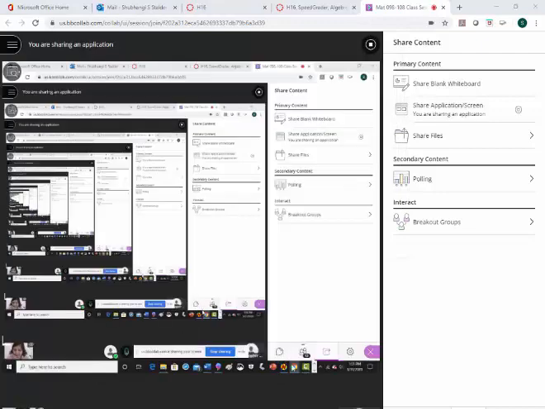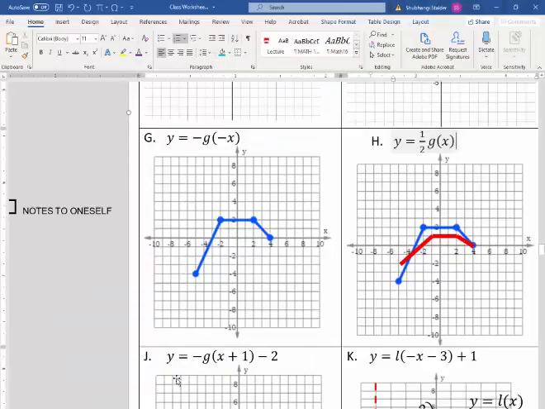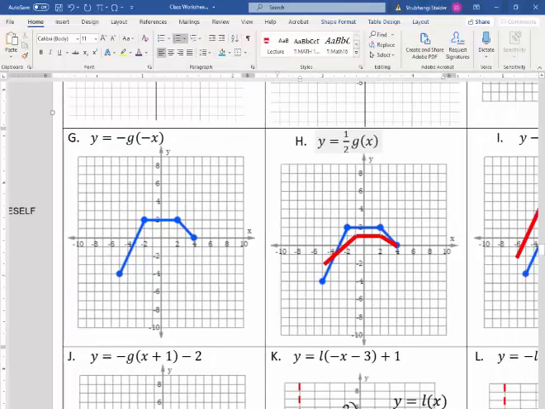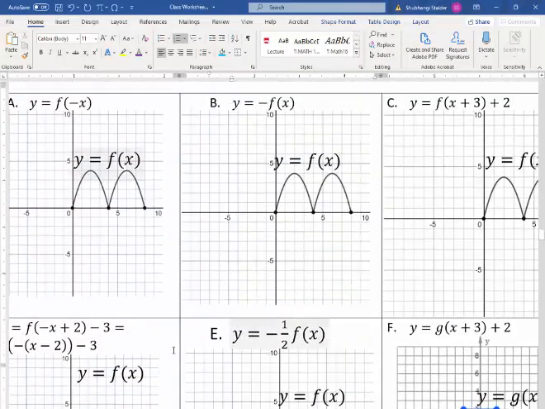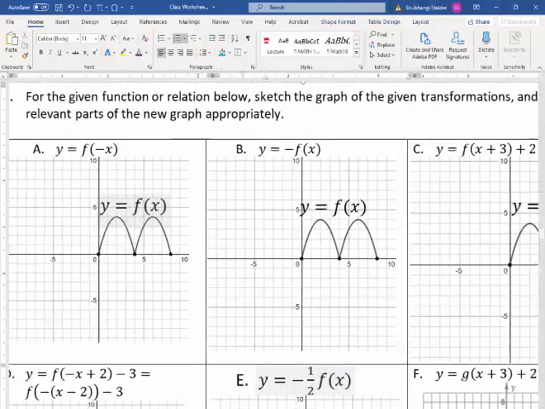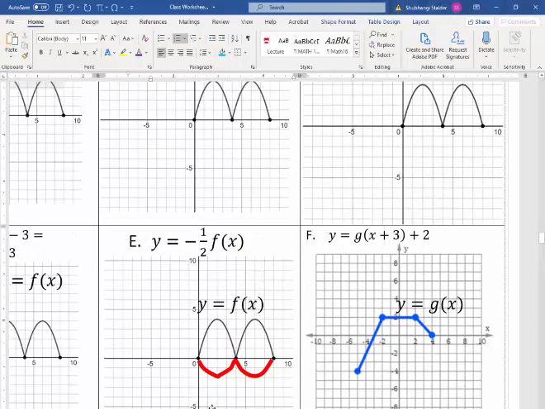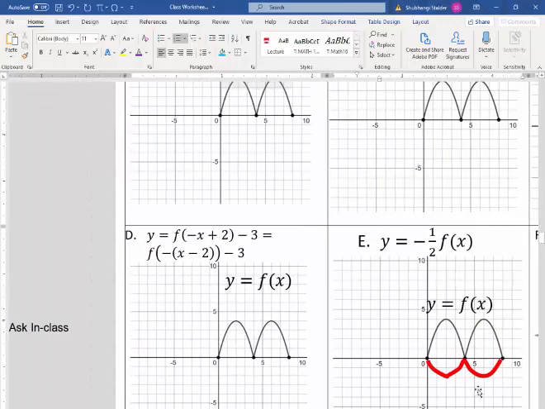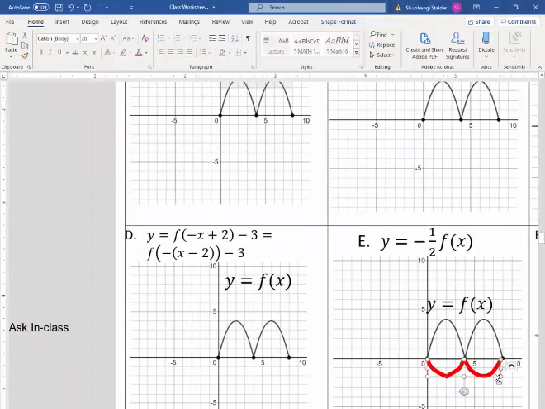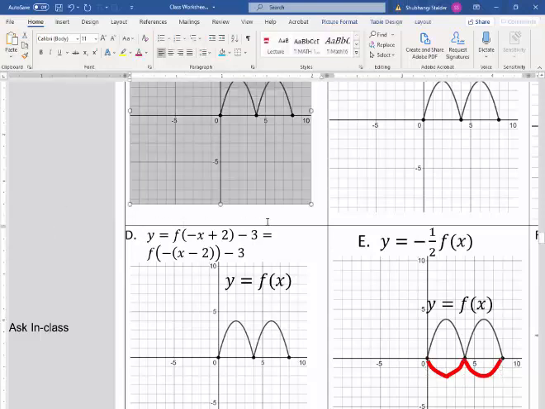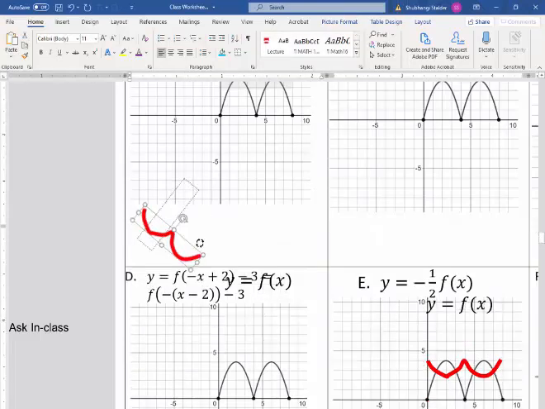All right. Let's see. You tell me when you see my screen. Can you see my screen? Yeah. Okay. All right. Let's start with group 1. Tell us what you got. Group 1. For A, what did you do for A? For A, we mirrored the thingy to the left.